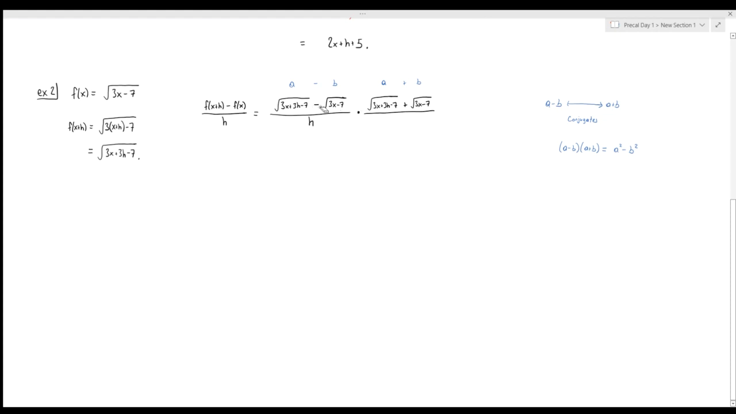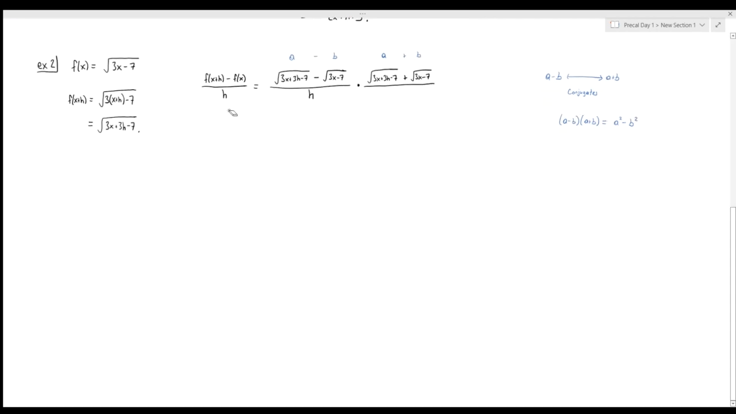Now you can't just multiply the numerator by this expression because that would change the whole problem. So in order to maintain the equality on both sides of the equation here, I need to multiply both the numerator and the denominator by the same thing. Okay. All right.